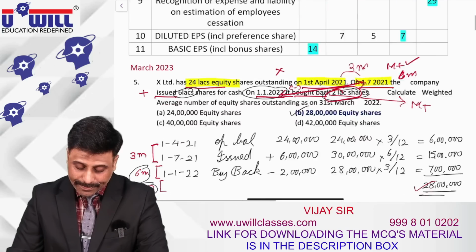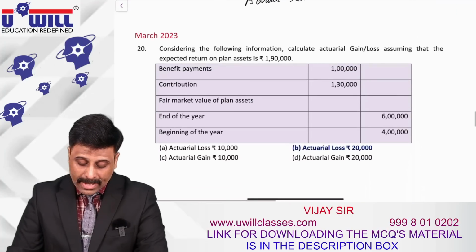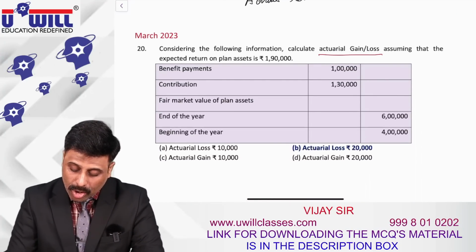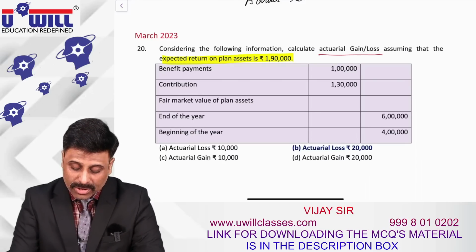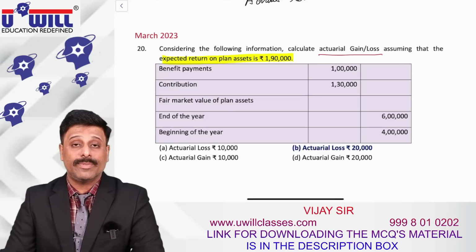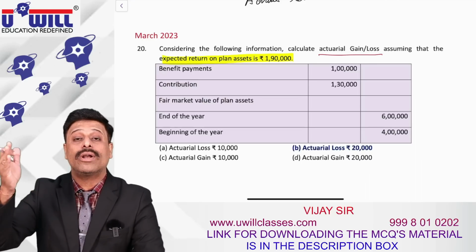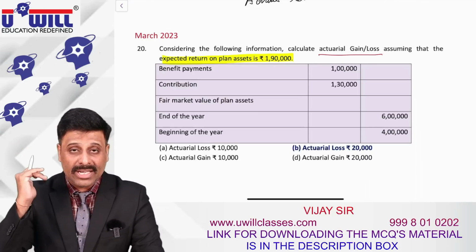Look at it. Considering the following information, calculate actuarial gain or loss, assuming that, now see, expected return is given to you 1,90,000. What did I tell you just now? That actuarial gain or loss is the difference between expected return and actual return. If actual return is more, it is actuarial gain. If actual return is less, it is actuarial loss.